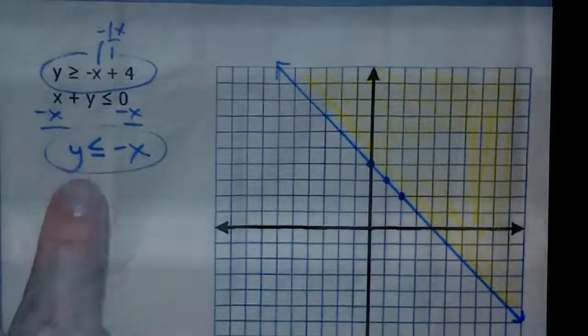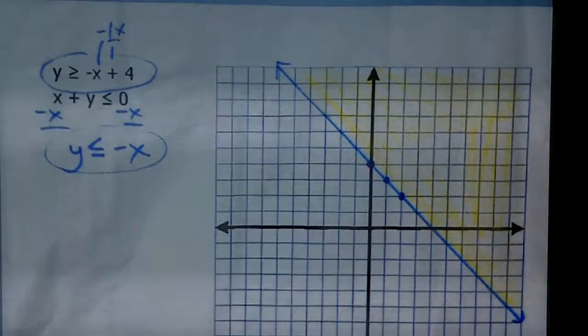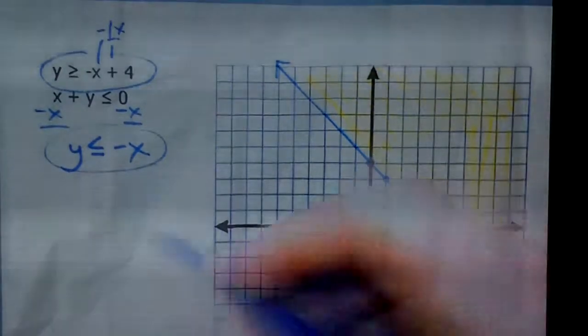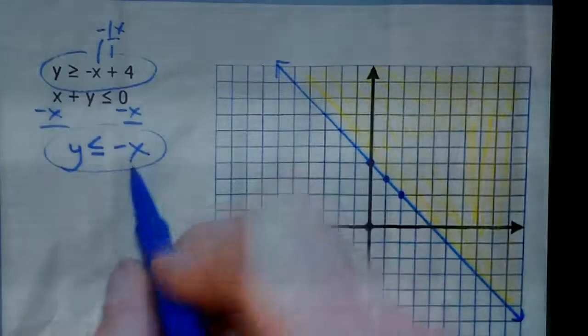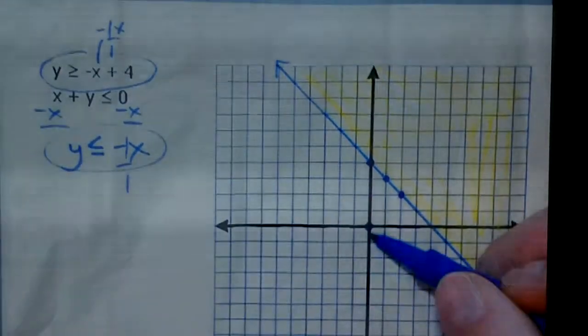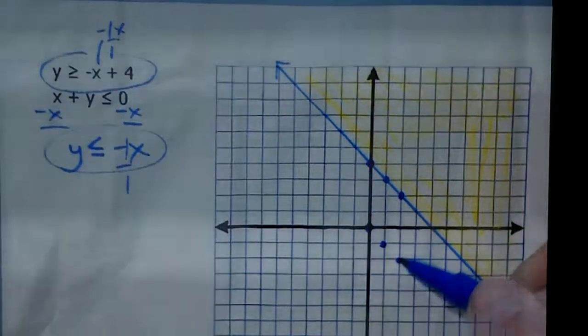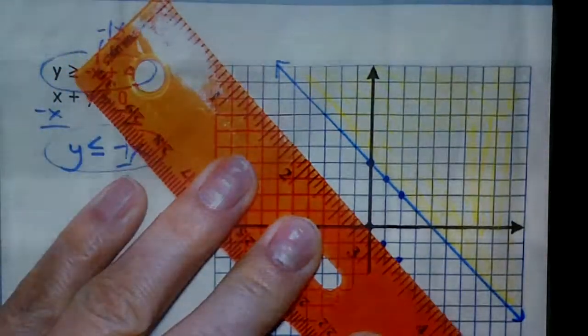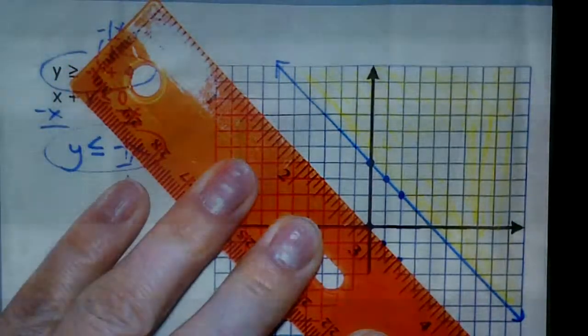Okay, next one, y is less than or equal to a negative x. When there's no plus b, it means the y-intercept is 0. And negative x, again, that means negative 1 over 1. So I would go down 1, right 1, down 1, right 1. And since y is less than or equal to, it means I'm going to have a nice solid line going on.